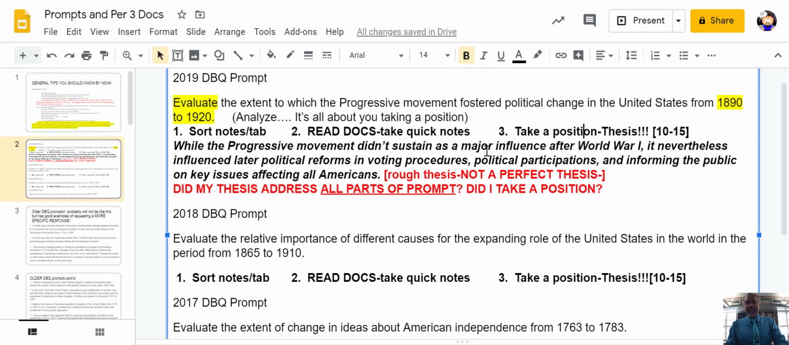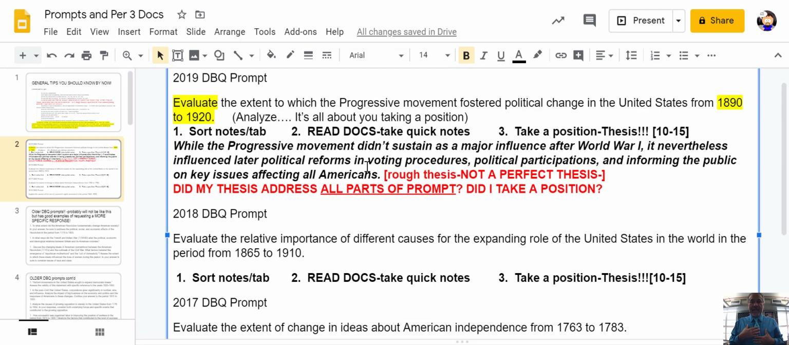Remember, with 5 of the docs, you're probably striking out 1 because it's hard to understand, hard to figure out, or it doesn't fit into the rough draft thesis that's already in your mind. Then you come up with a rough draft thesis. This is maybe not your final thesis. And I say, look, this is mine. When the progressive movement didn't, and I recommend finding the counterpoint in your thesis. Like, while the progressive movement didn't sustain as a major influence after World War I, that's going to be the counter to my argument.